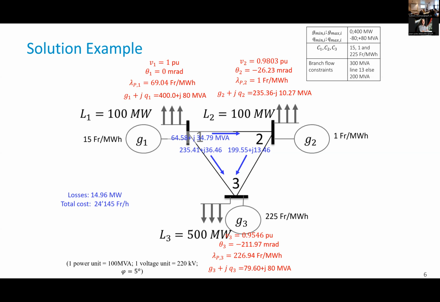Let's observe a few things here. We see that the maximum loading is done on the bus which is not the cheapest one. If we had no grid, we would do this one, and this is not the case. And the reason is the capacity constraints here.